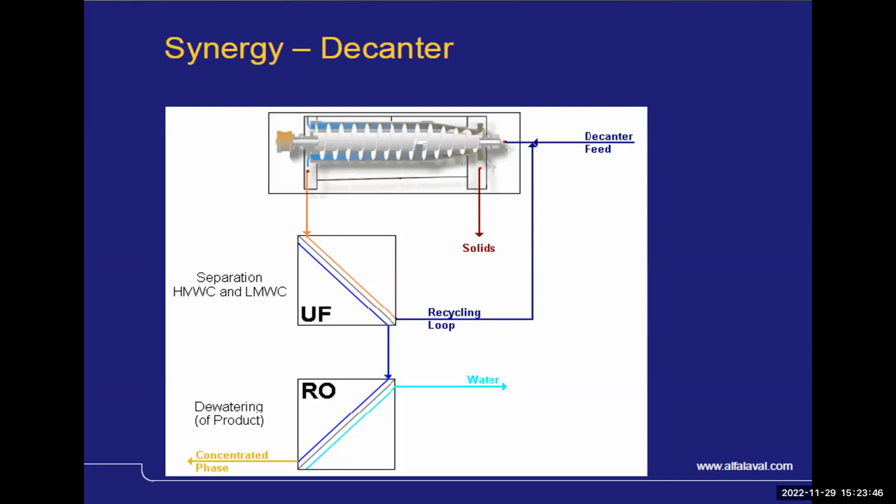Now, decanters typically have a dirtier centrate than disc stack centrifuges due to the G-force and the separating capacities of them. So you may have to have a pre-strainer or something like that before a UF membrane if you're going directly from the decanter into a membrane system.